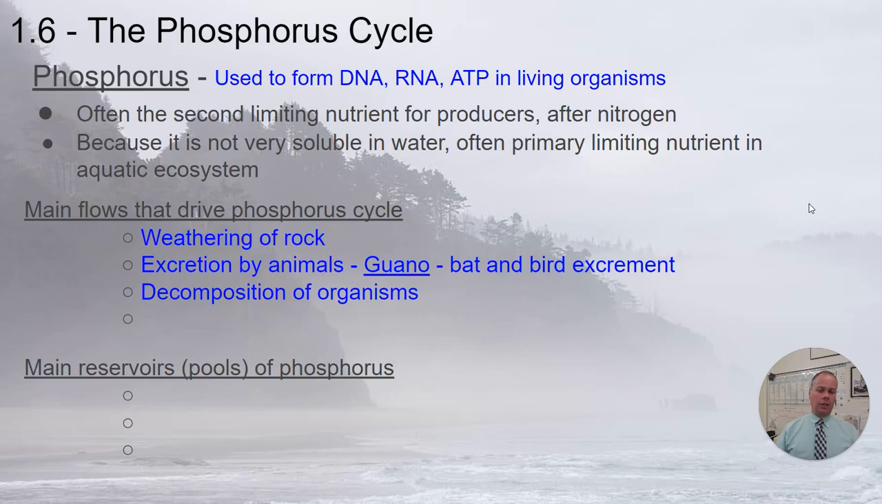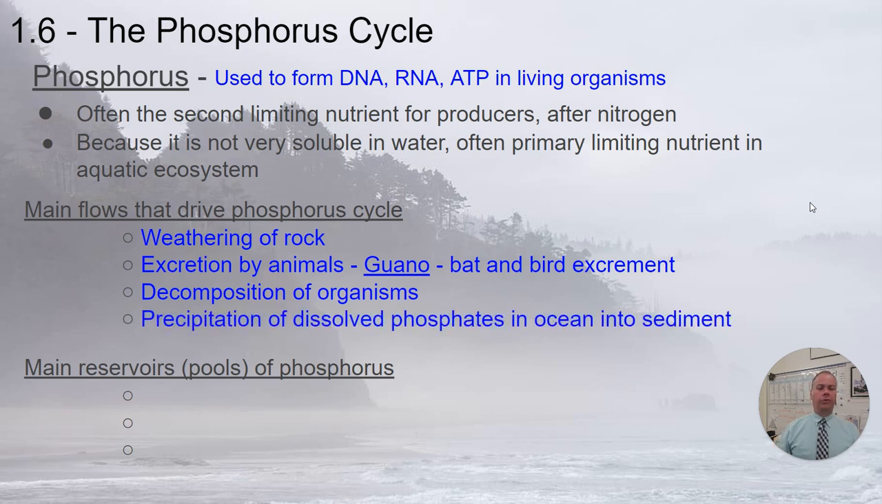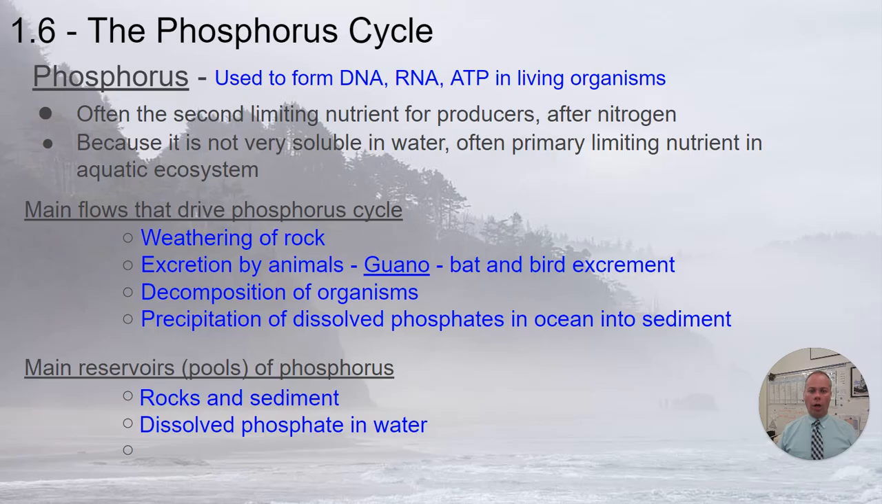When organisms die and decompose, their phosphorus can be returned into the soil and then be taken up in assimilation by different organisms. Also in the oceans, dissolved phosphates can precipitate out, form solids, and sink to the bottom of the oceans. The main pools or reservoirs of phosphorus that we see in ecosystems are rocks and sediment, dissolved in the water, typically as phosphate, and also within the body tissues of living organisms.